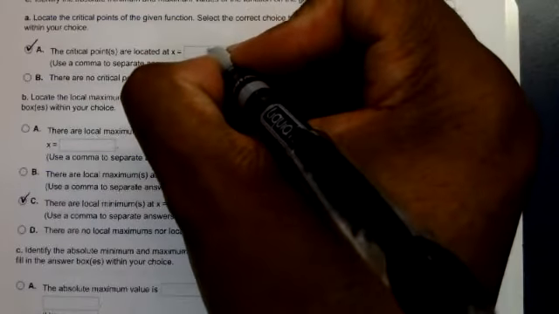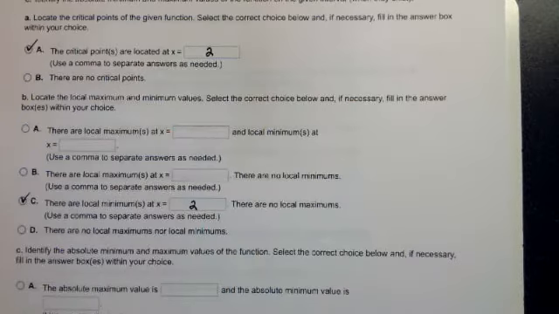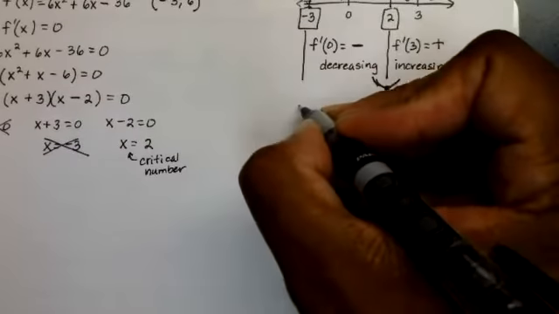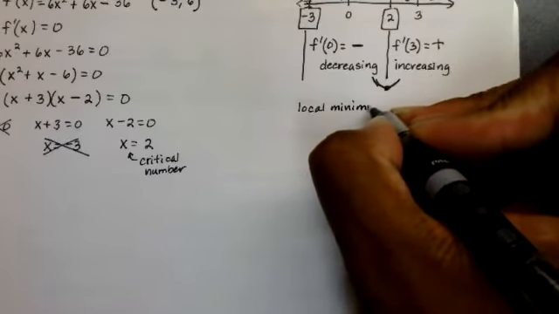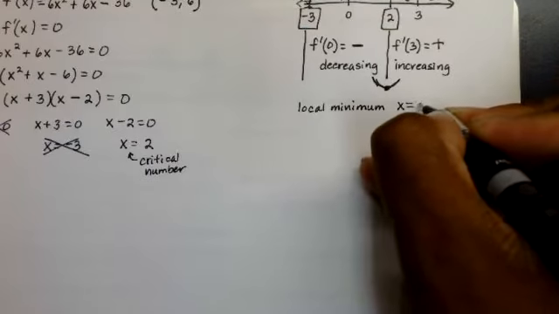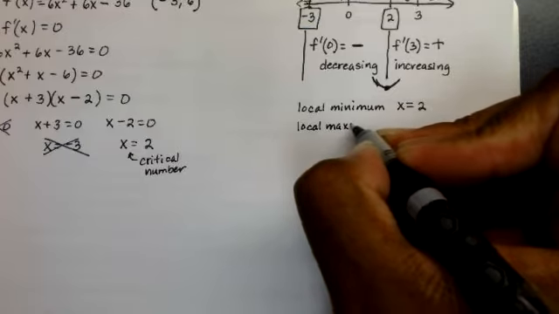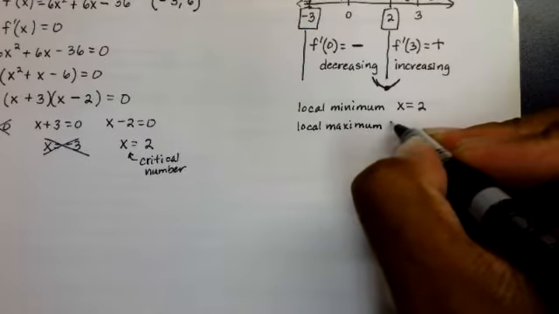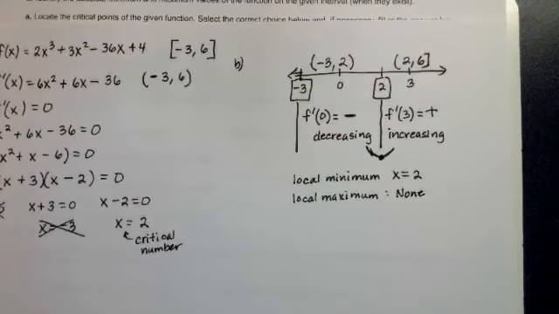And I might as well put up here for part A that the critical points are located at x is equal to 2. So there's only a local minimum. And for local maximum, we can just say none. So that right there is part B.